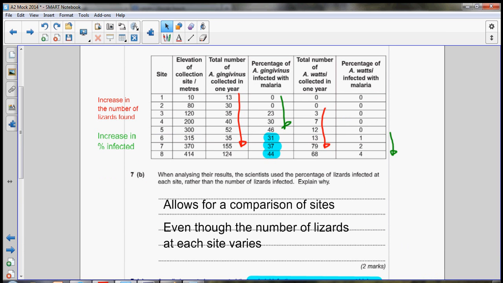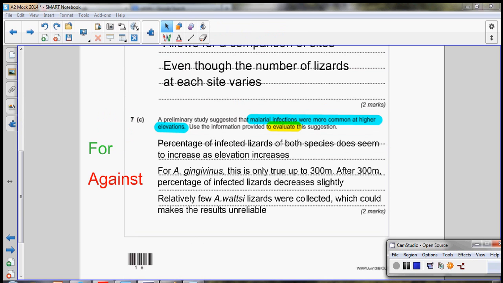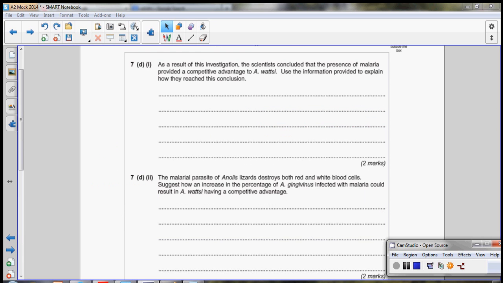If we look back at the table, the results for 120 metres actually only come from 3 lizards over the course of an entire year. Now that's not very reliable, it's far too small. So, as a result, the fact that we've got relatively few A. wattsi lizards could make our results unreliable, so that's a point against our conclusion. Now we've got 3 points there. Any 2 of those would have got you the marks.